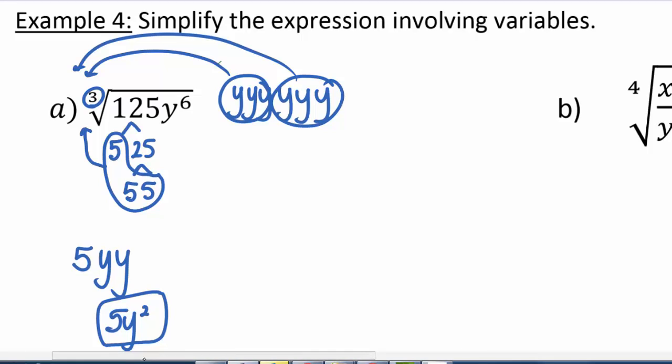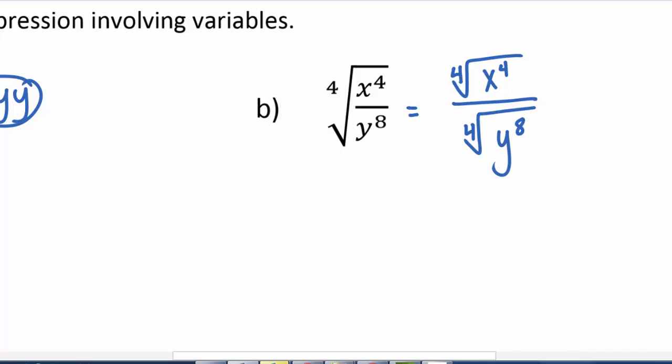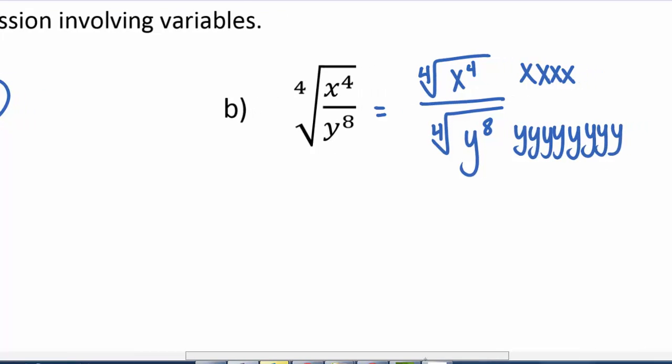The more practice you do, the better this will get. I promise. Okay, so now I have the 4th root of x to the 4th over y to the 8th. Anytime you take the radical of a fraction, you can rewrite this as the 4th root of x to the 4th divided by the 4th root of y to the 8th. I can do those separately. So let's think about this for a second. This is x times x times x times x, 4 times. And then I have 5, 6, 7, 8 y's.